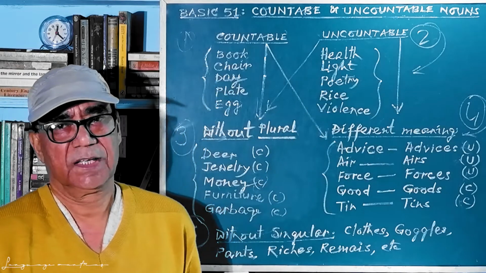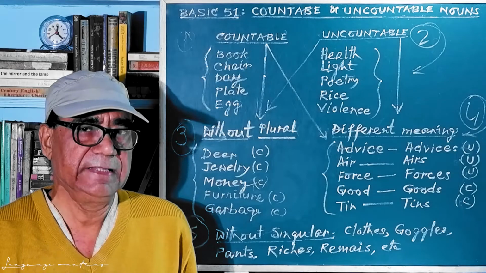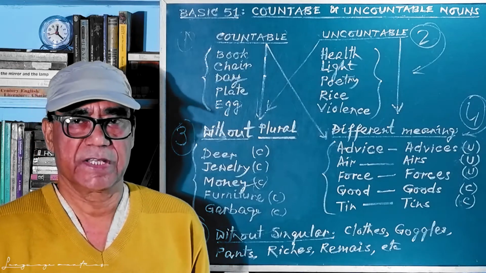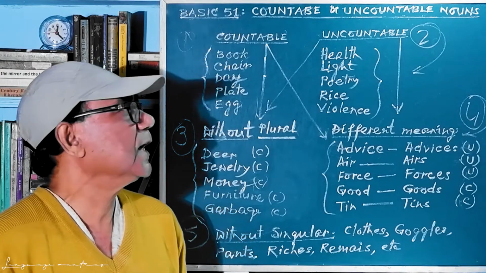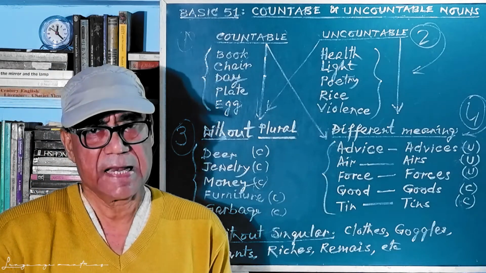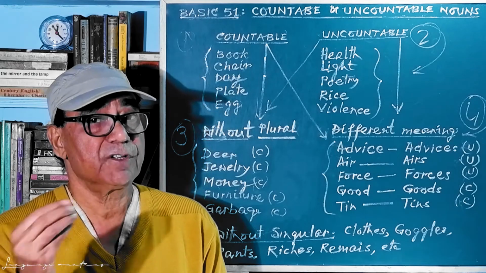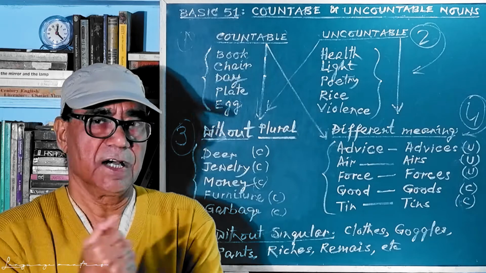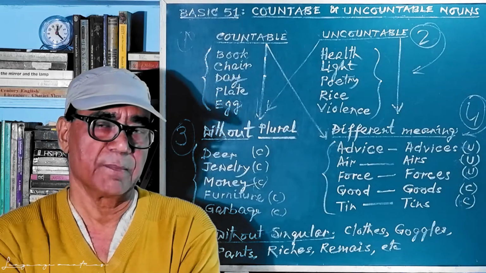Health. You cannot make plural of health. You can never say healths. No, it is always health. And you can't say a health. Impossible. Next word is light. Sometimes you will find lights, but in that case, lights refer to the sources of light. Otherwise, light is always light and it has no plural number.